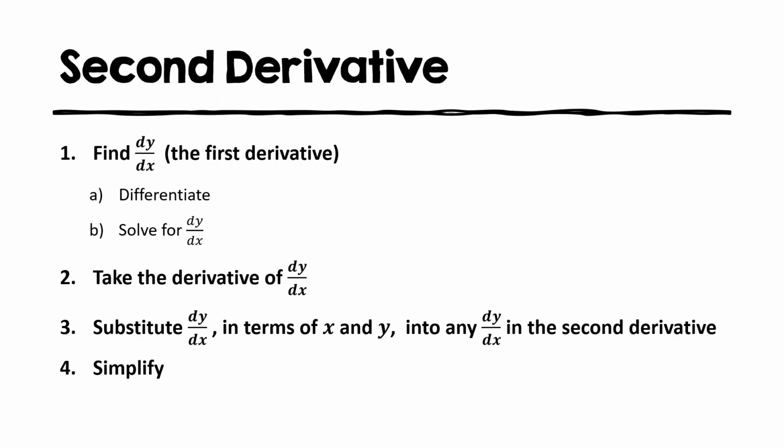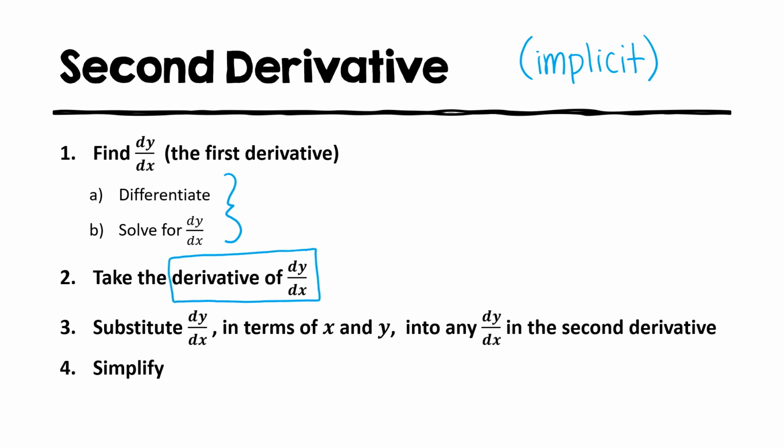To summarize, in order to find the second derivative implicitly, we start by finding dy dx, which is the first derivative. And that's as we've been doing with implicit differentiation in general. So we differentiate, making sure that we're multiplying any derivatives of y with respect to x by dy dx, and then we solve for dy dx. Then we need to take the derivative of our dy dx, so the derivative of our first derivative, and that will give us our second derivative.